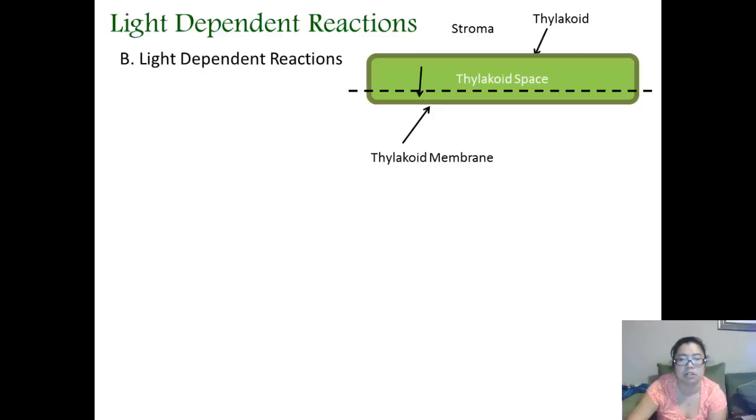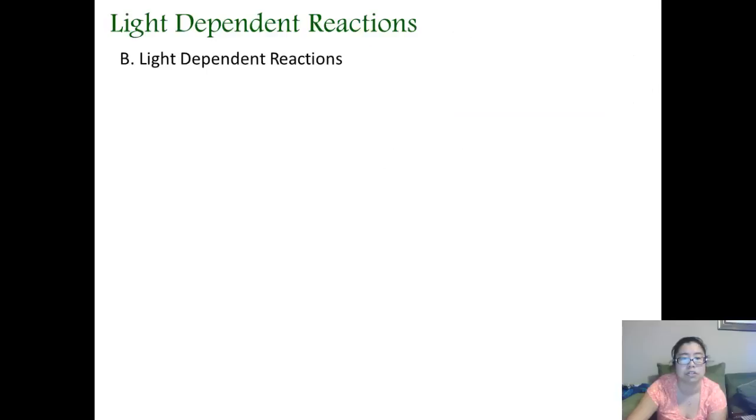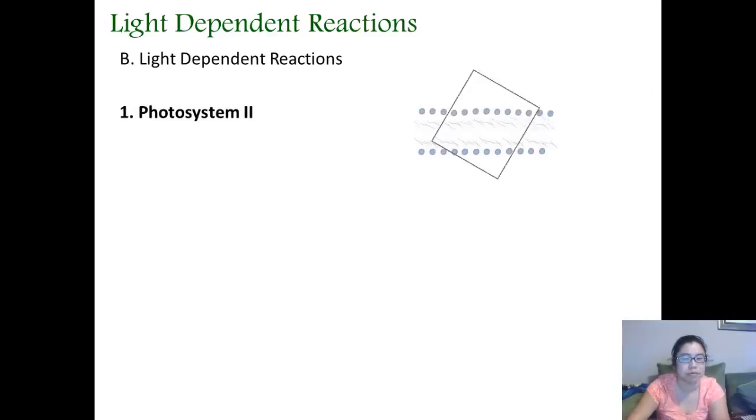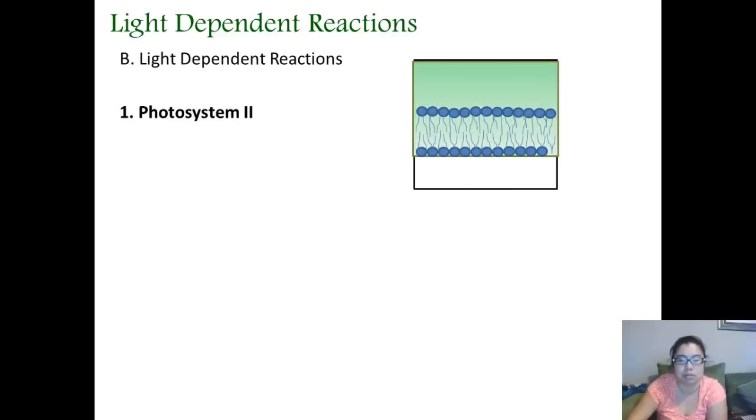If we take a closer look where the dotted line is, we will zoom in on where photosynthesis actually first occurs. The first step of photosynthesis happens in photosystem 2. In photosystem 2, the green area is your thylakoid space. Sometimes it is also called the thylakoid lumen. The white area is the stroma, right outside the thylakoid membrane. And you can see the phospholipid bilayer of the thylakoid membrane, with an embedded integral protein, P680.